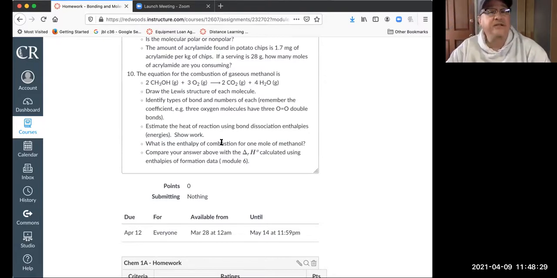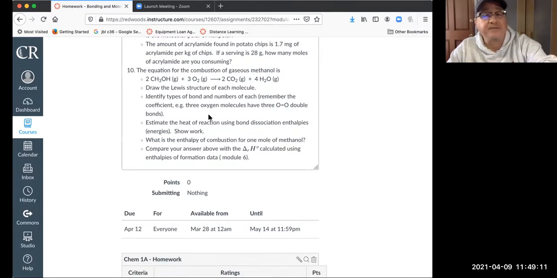So what I'm having you do here is we're going to be using bond dissociation enthalpies to figure out how much energy this reaction gives off or absorbs. We're going to use bond dissociation energies that are in the book. We're supposed to estimate the heat of reaction using bond dissociation enthalpies, and then we're supposed to get the enthalpy of combustion for 1 mole of methanol using something that we learned in a previous chapter. So this is checking to see if 2 different methods give us pretty much the same answer.